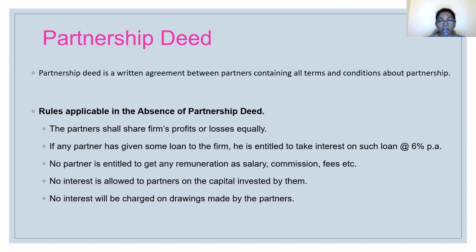But when there is a partnership deed, according to that, they can decide the profit sharing ratio, the interest for the partners' loans, then the drawing interest rate and capital interest rate. So they can decide upon it with their own discretionary terms.